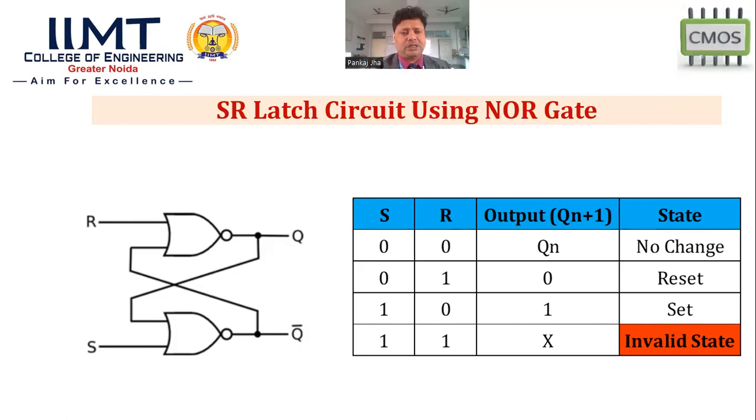Similarly, I will take one more example here. Suppose S equals 1 and we have considered our last output 0, then it will produce Q bar equals 0, and 0 will make Q equals 1. So by this method of working, we can understand the set and reset condition of the SR latch.